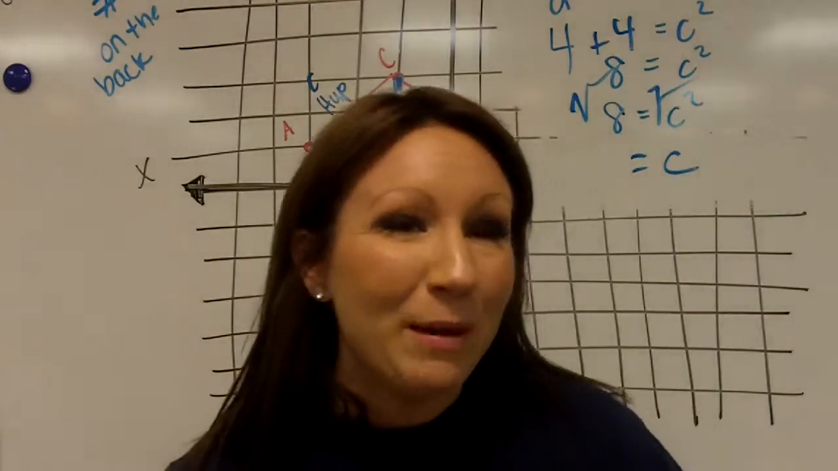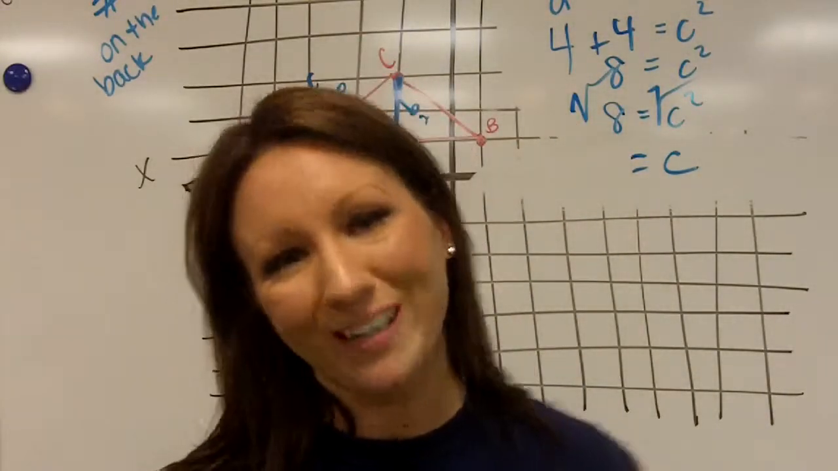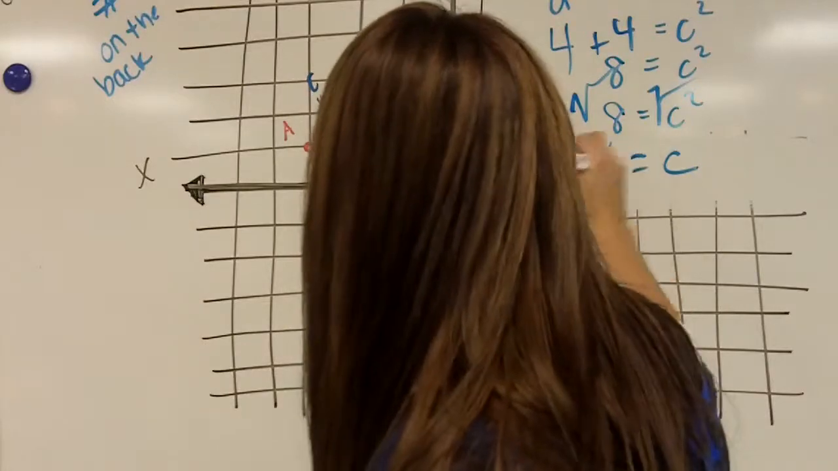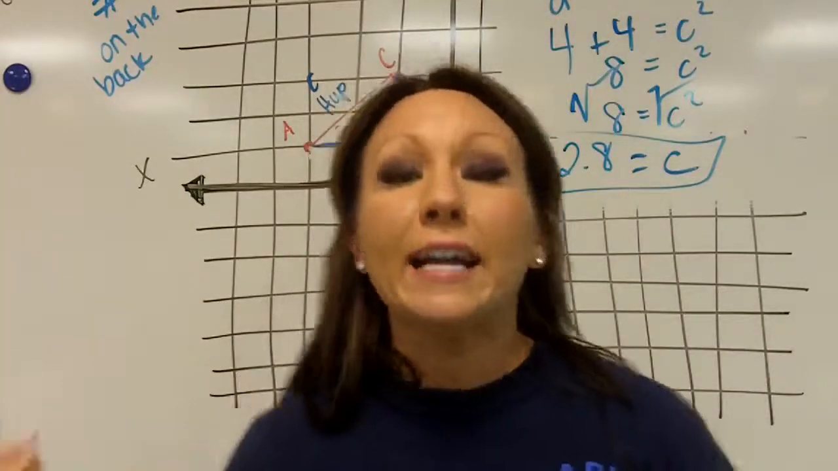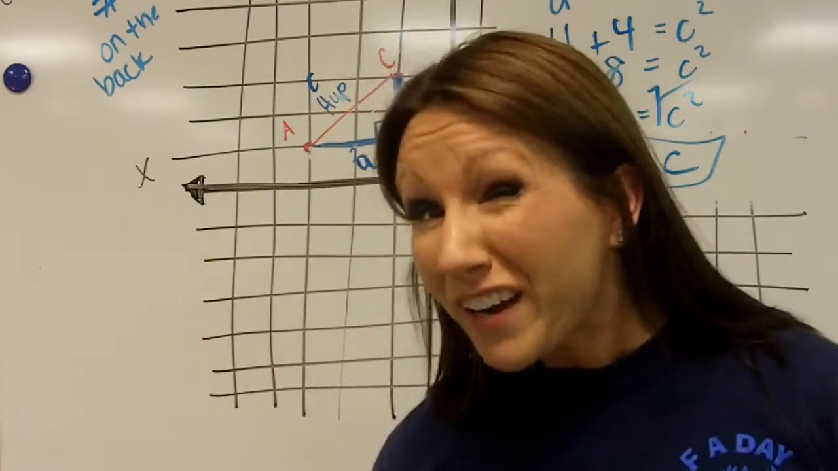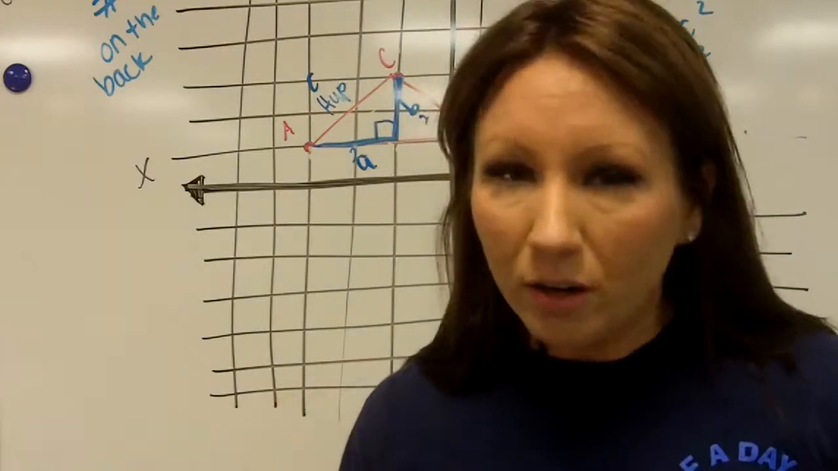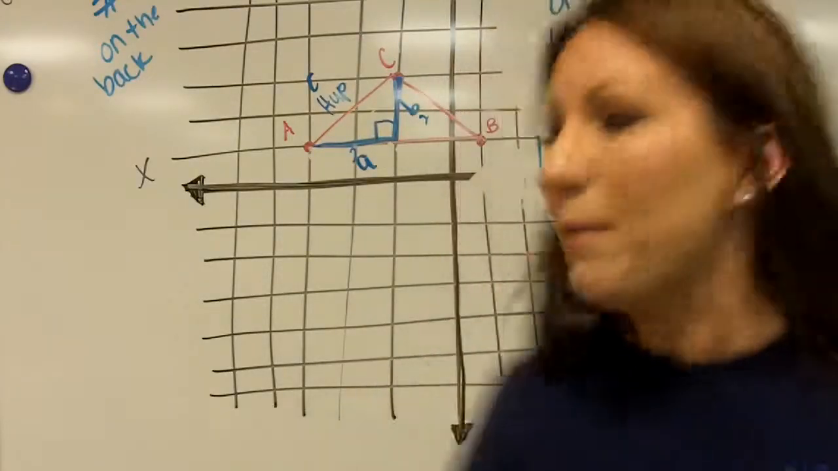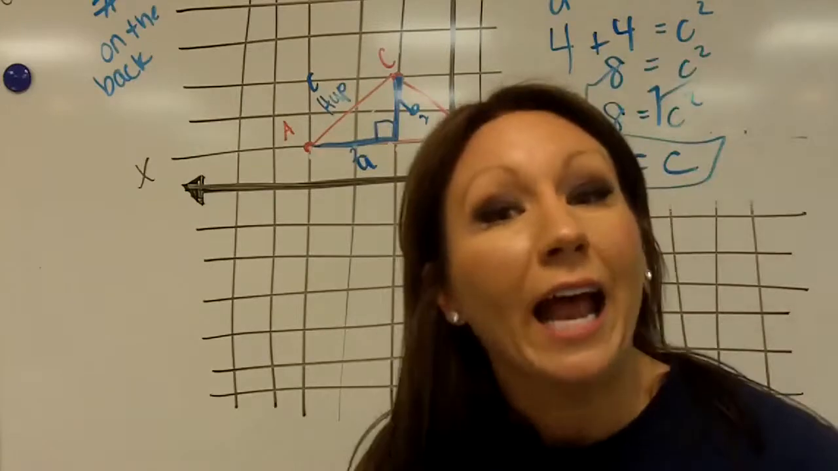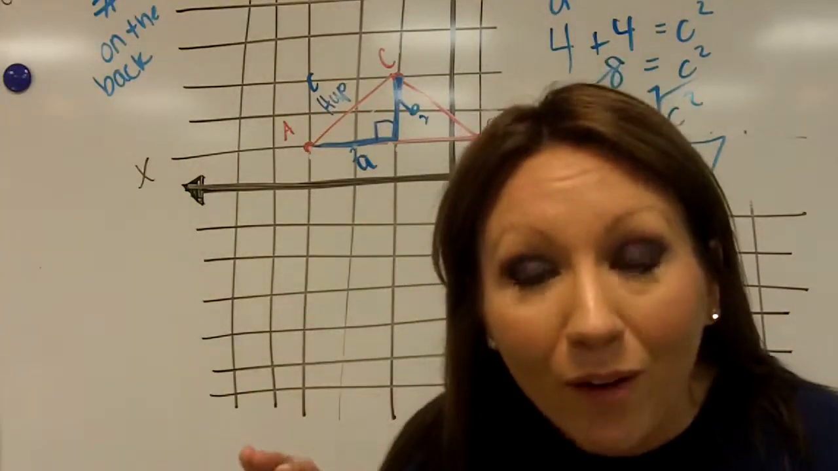Oh, what is that again, people? 2.8. 2.8. Excellent. So, our measure of line side AC is 2.8. How do we find that? Well, we kind of went back to our Pythagorean theorem skills and plugged them in and figured it out. All right.